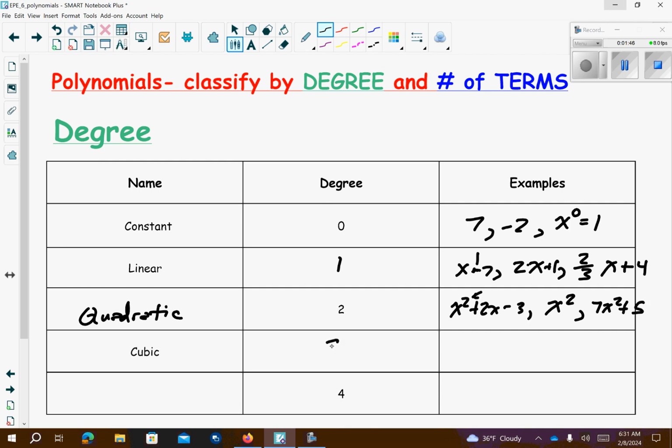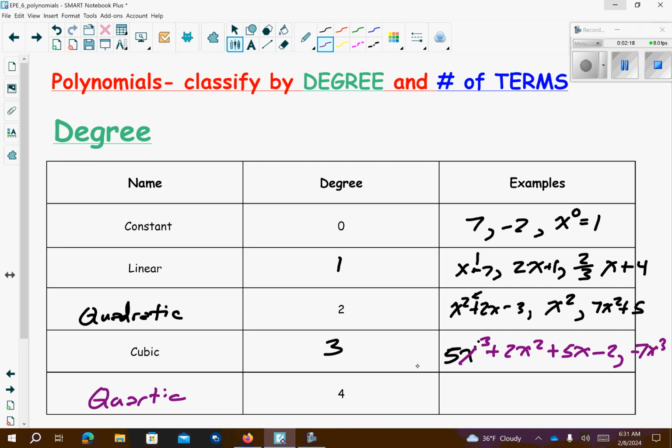Cubic would mean it's raised to the third power. So in our equation, we could have 5x to the third plus 2x squared plus 5x minus 2. Or we could just have something alone, like -7x to the third. That's cubic. And then the fourth degree is called quartic.